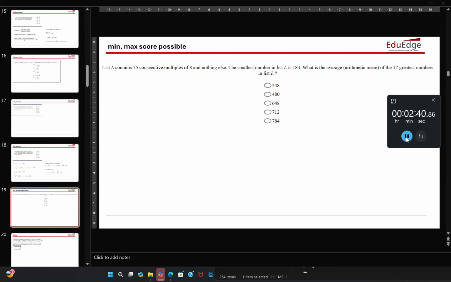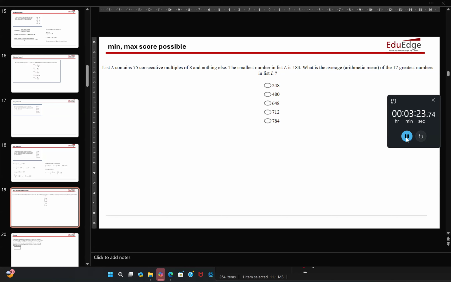Yeah, I've done something wrong. Wait, let me start again. All right, 75 consecutive multiples of 8. Smallest number is 184. I need the 17 greatest numbers, right? So, okay, 63. I need to find the 63rd term and then add everything, right?